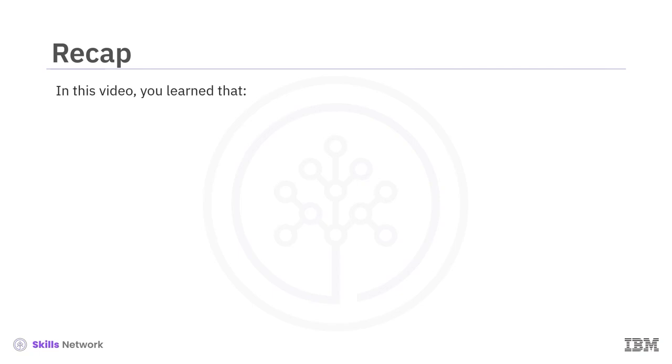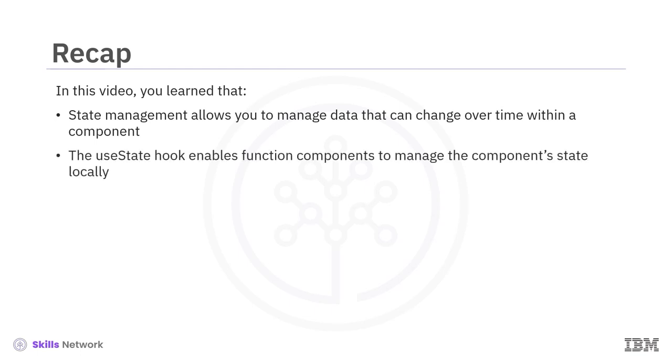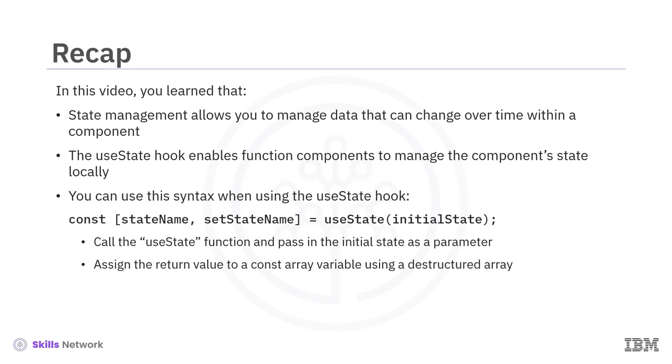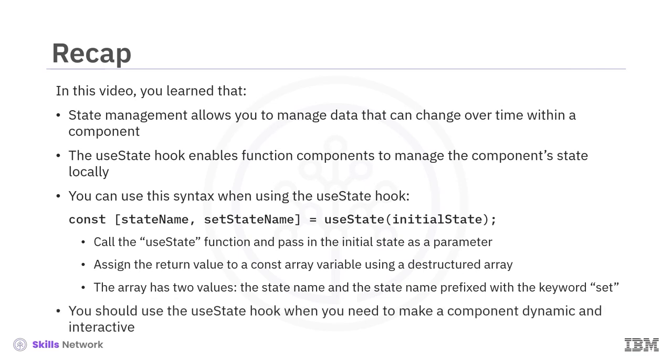In this video, you learned state management allows you to manage data that can change over time within a component. The useState hook enables function components to manage the component state locally. You can use this syntax when using the useState hook. Call the useState function and pass in the initial state as a parameter. Assign the return value to a const array variable using a destructured array. The array has two values, the state name and the state name prefixed with the word set. You should use the useState hook when you need to make a component dynamic and interactive.